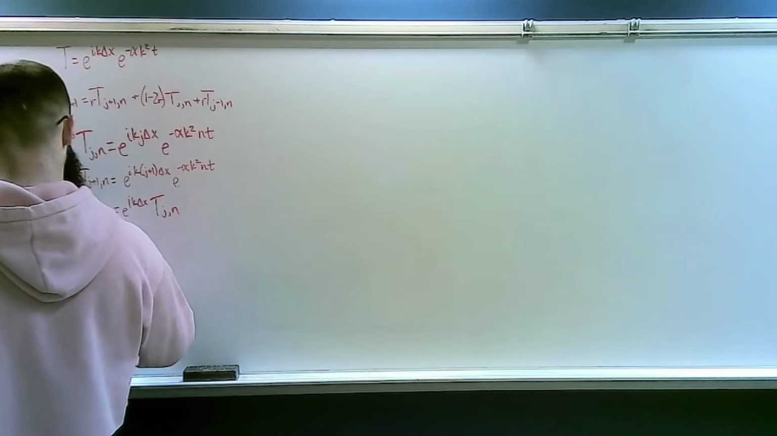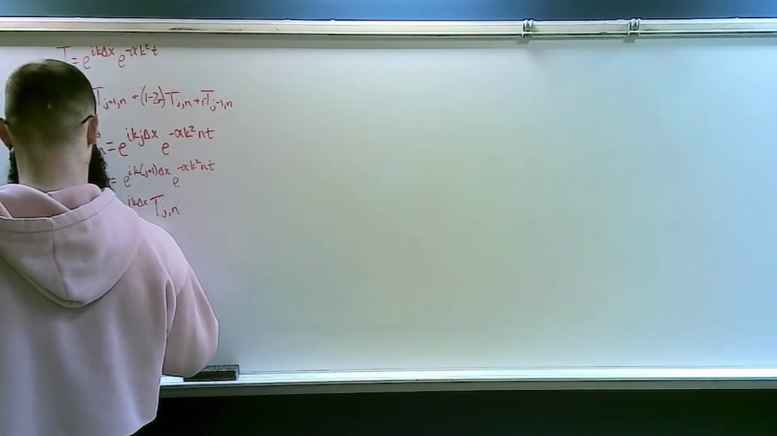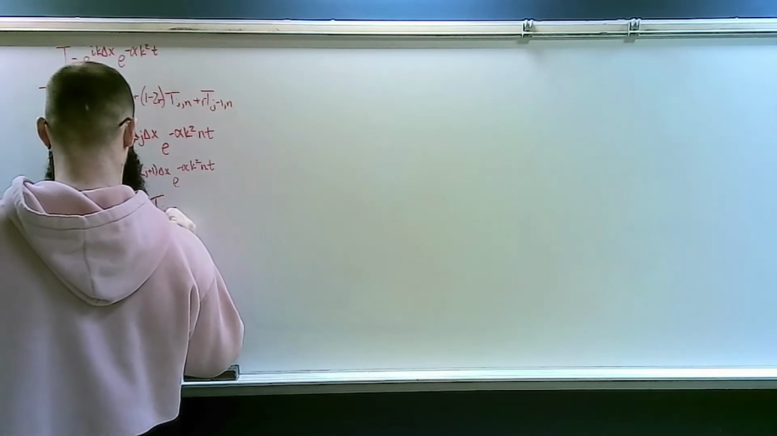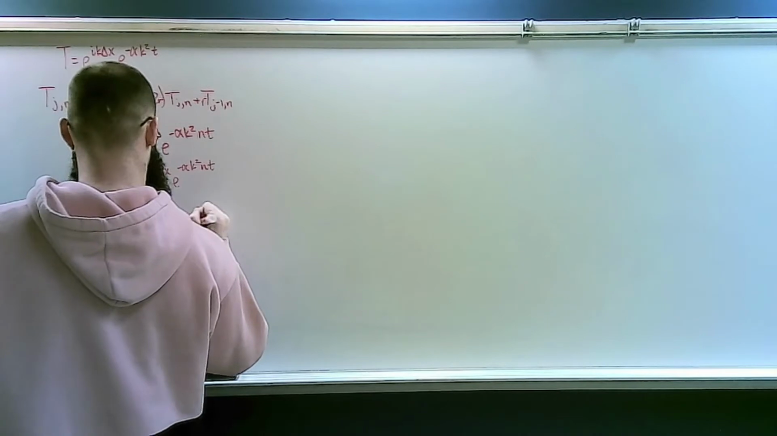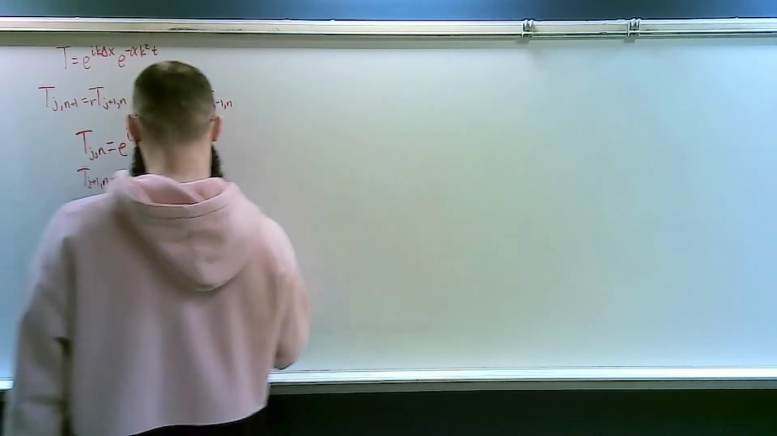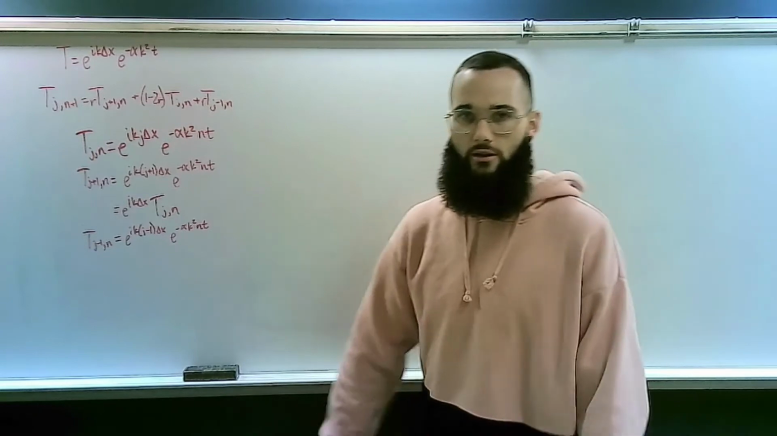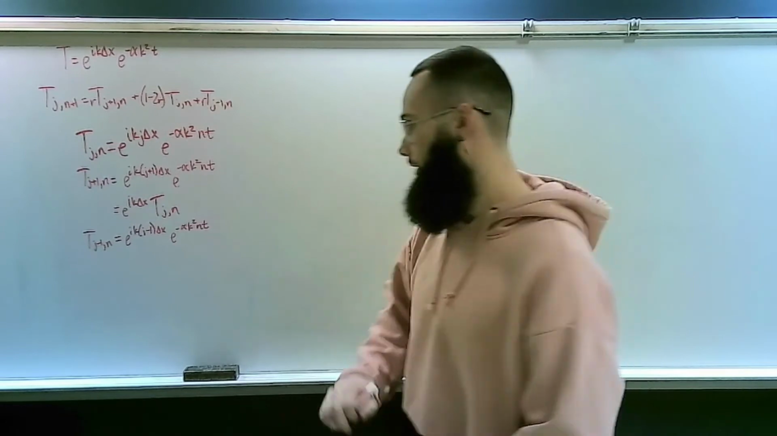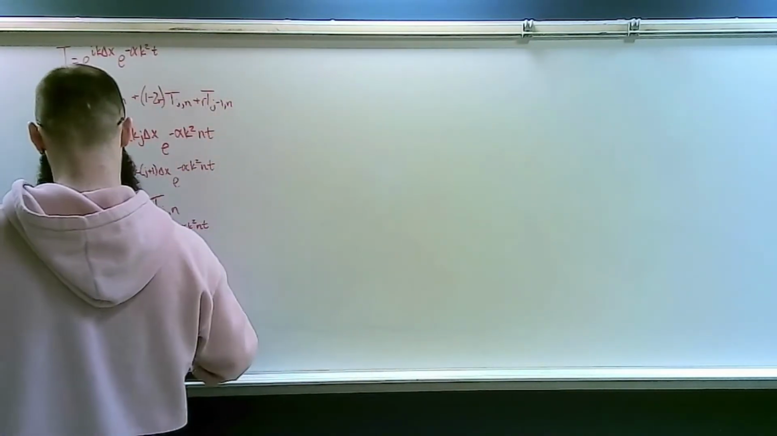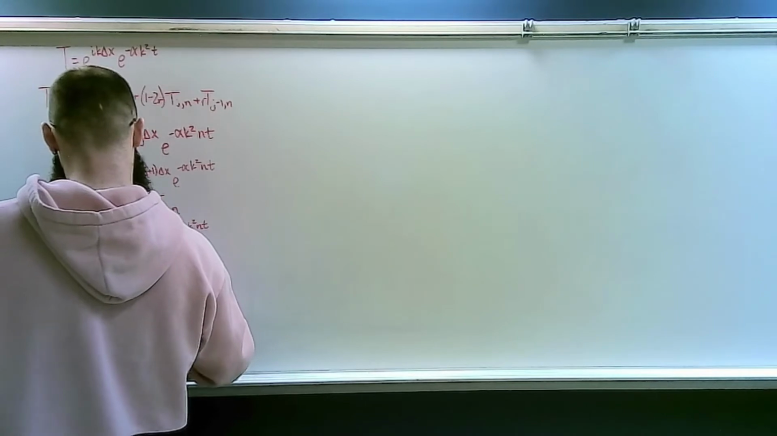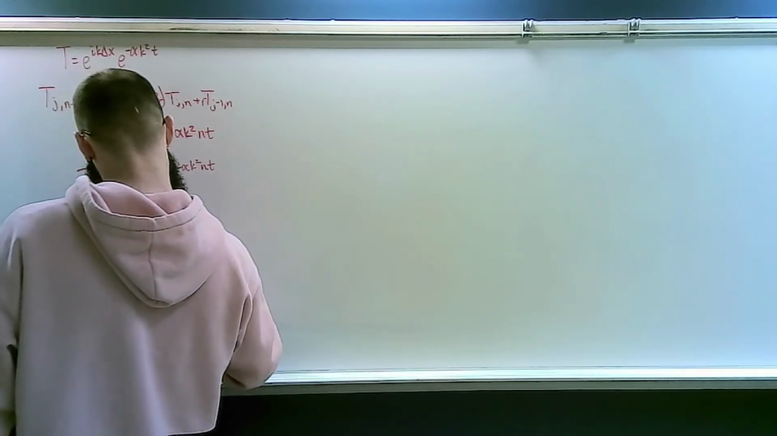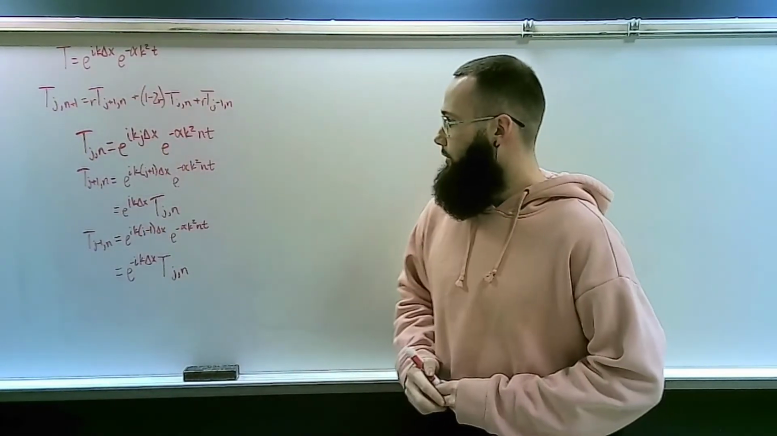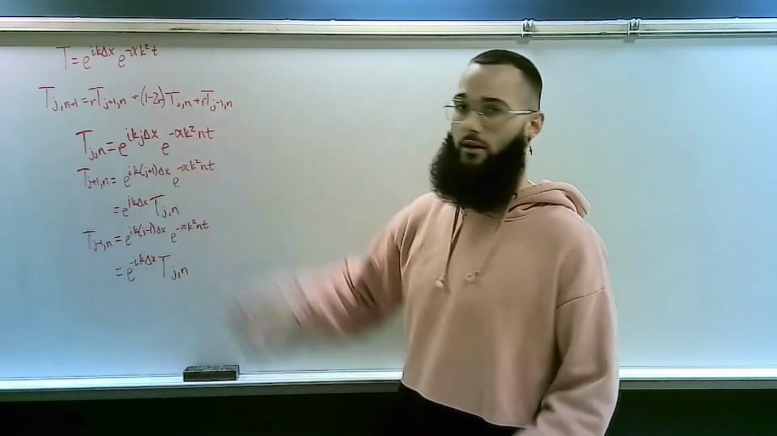Now we're going to do the same thing for t j minus 1 comma n. So it's going to be e to the i k j minus 1 delta x e to the negative alpha k squared n delta t. And if you look at this, you can tell that it's going to do the exact same thing as the j plus 1, except it's going to have a negative i in the numerator. So it's going to be e to the negative i k delta x times t j n. So now that we have all of those expressions, we can plug it in here and simplify.